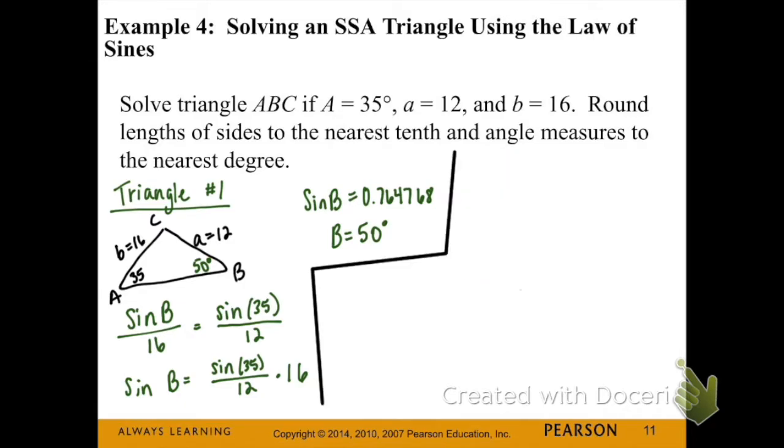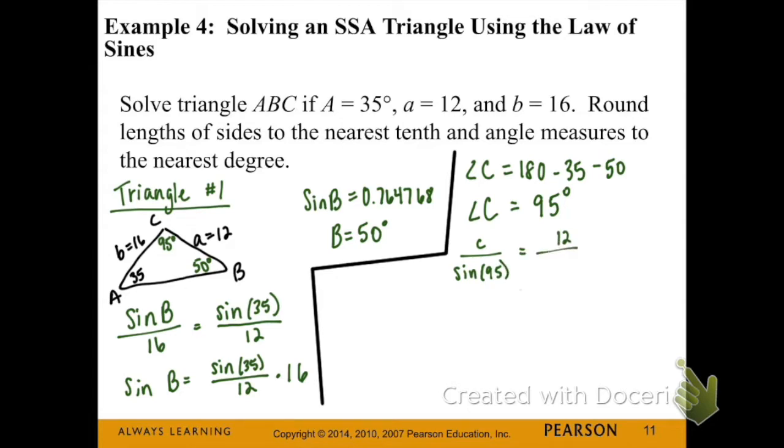To finish out this first triangle, the last thing I need to solve for is angle C. And that'll be easy, just 180 minus 35 minus 50. So here's my first triangle. Just now realizing we haven't solved for side C yet, so we need to do that as well. So little c over sine of C equals side A over sine of A.